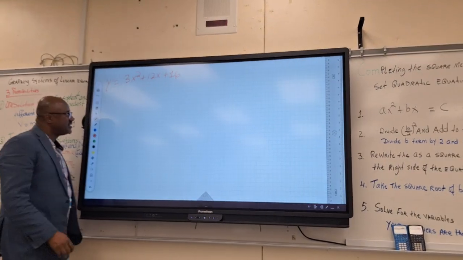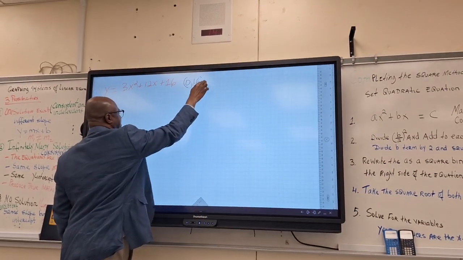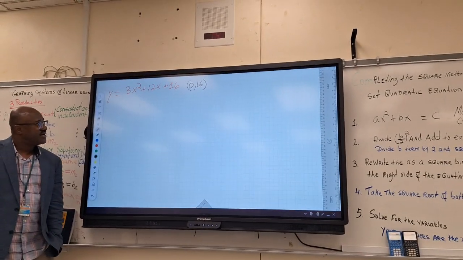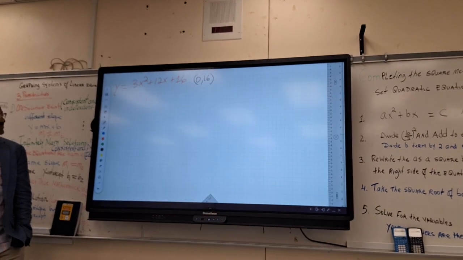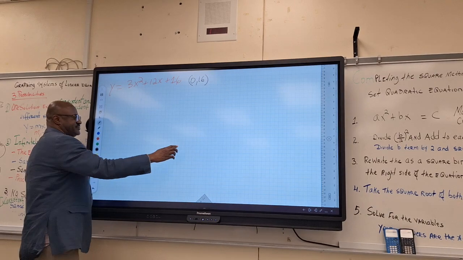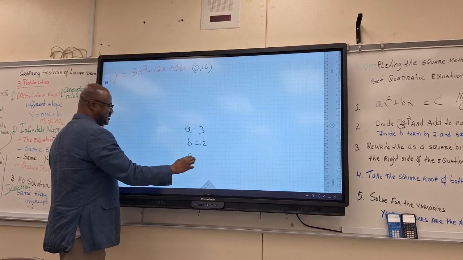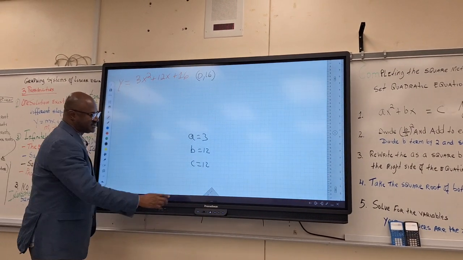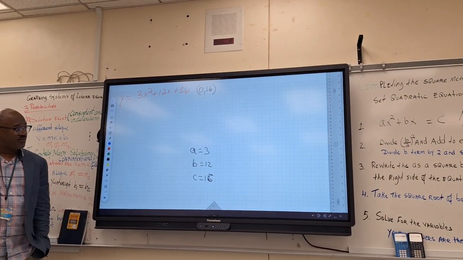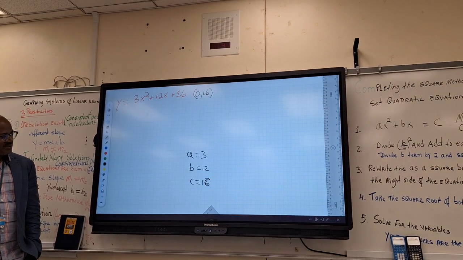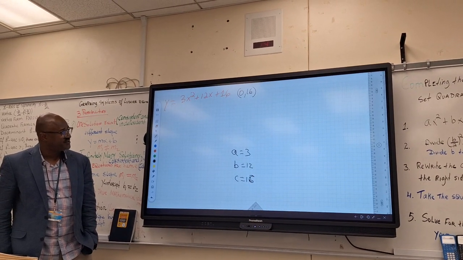0, comma, so our y-intercept is (0, 16). Alright, so we're going to use the quadratic formula again. Right? What is A? 3. B is 12. And C is 16. So hopefully we find the x-intercept. If not, we're going to find a plane of reflection, right? Vertex and plane of reflection.